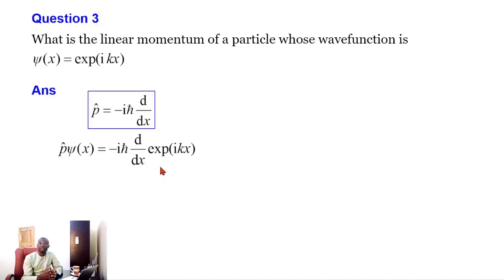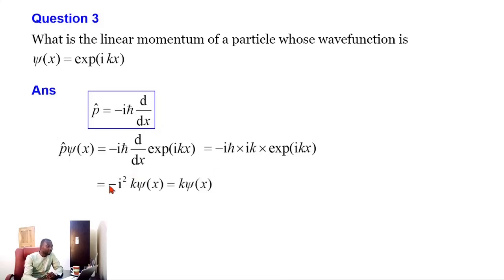If we differentiate the exponential term and obtain the first derivative, it gives this as the next expression. Of course, this can be further evaluated to negative i squared times k and psi of x. Of course, psi of x represents this wave function, which already appears after we've carried out the differentiation.